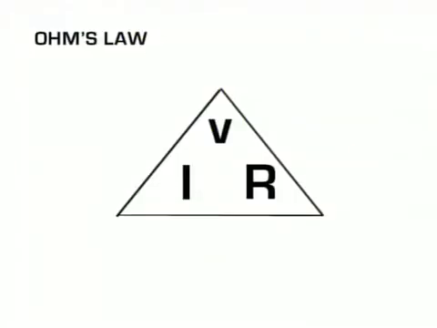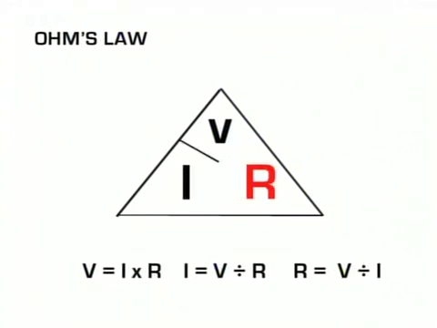A good way to remember Ohm's law is to put the values in a triangle like this, with V at the top in the vertex and R on the right. So V equals I times R. I equals V divided by R, and R equals V divided by I.